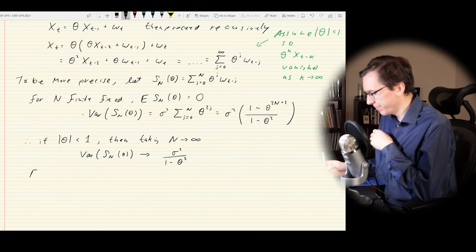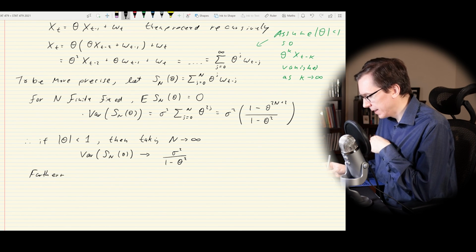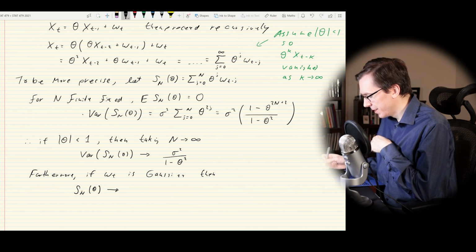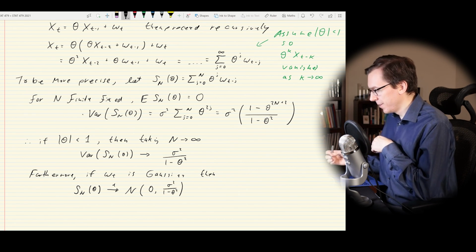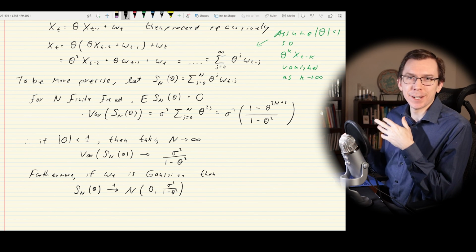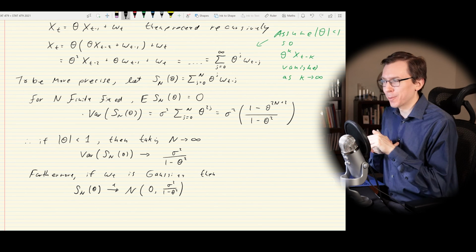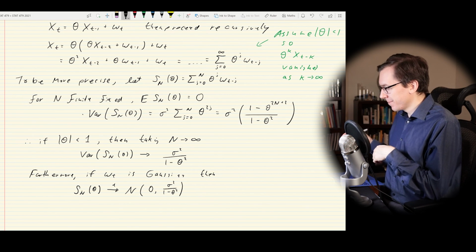And furthermore, if W_t is Gaussian, then we know that S_n(theta) is going to converge in the limit, in distribution, to a normal random variable with mean 0 and variance sigma squared over 1 minus theta squared. Because again, if we know what the mean is and we know what the variance is for a normal, then we know everything that we want.